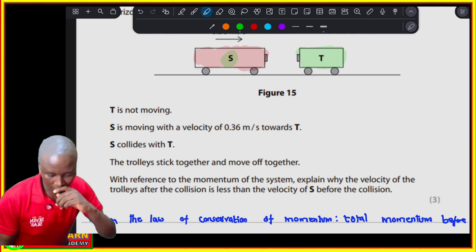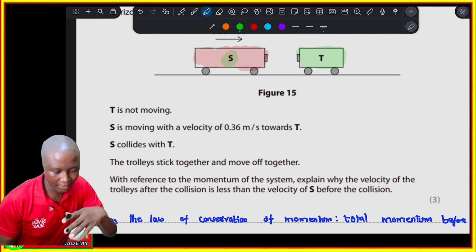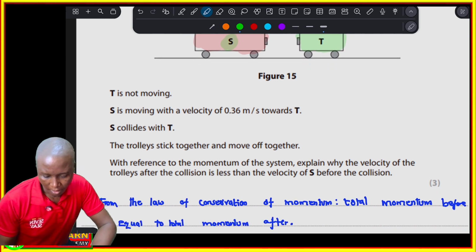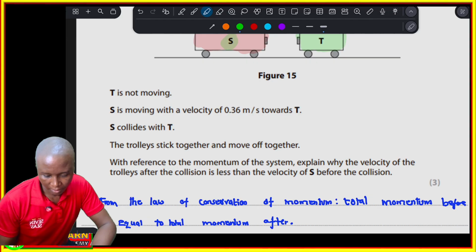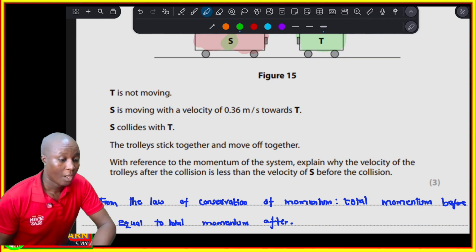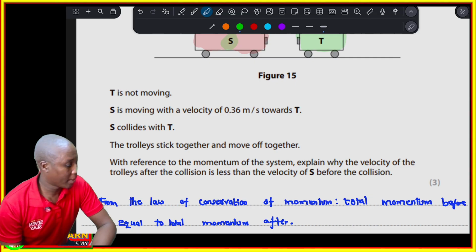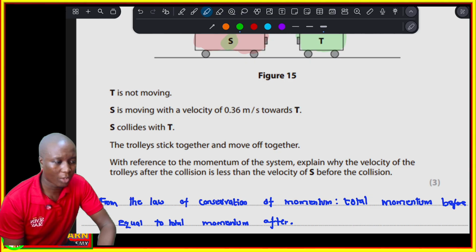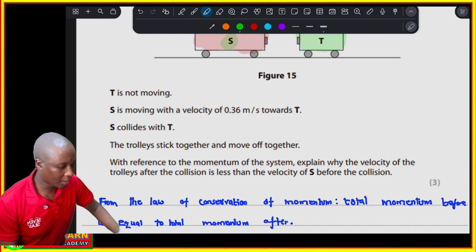So the question that the examiner wanted us to respond to at this given point is to indicate why the velocity of the trolleys after collision is less. So as a candidate, you need to remember the law of conservation of momentum, that momentum before collision is equal to momentum after collision.